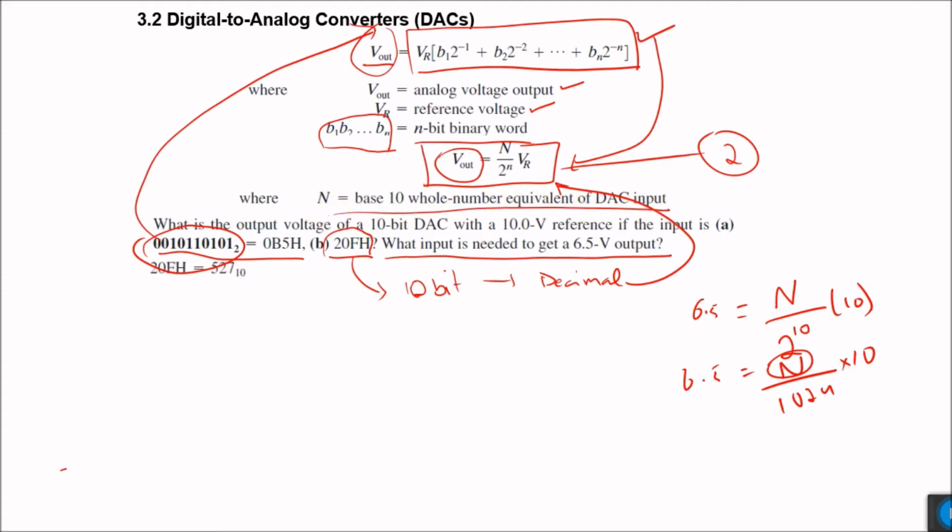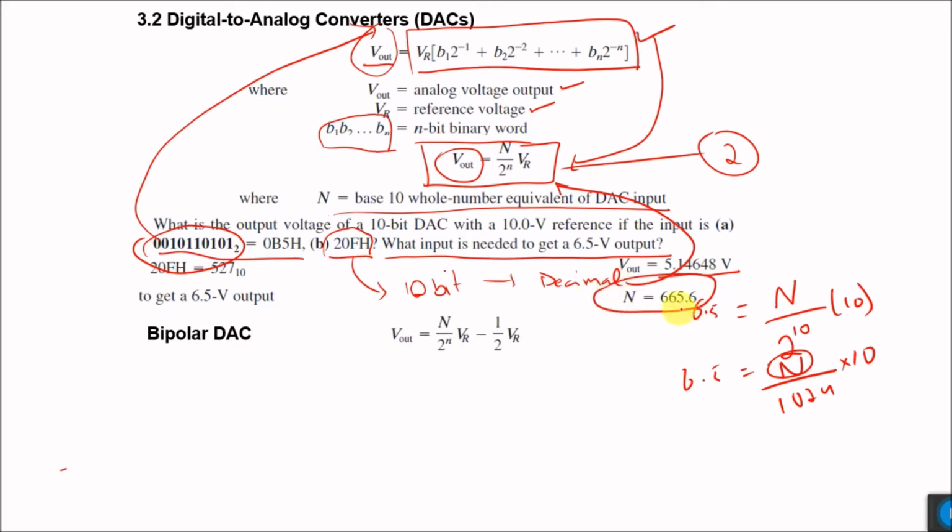So for the first part, the V out is calculated to be 5.14648 volts, and to get our 6.5 volt output we need N equal to 665.6, so we will take 666 as a whole number and convert it into binary form.